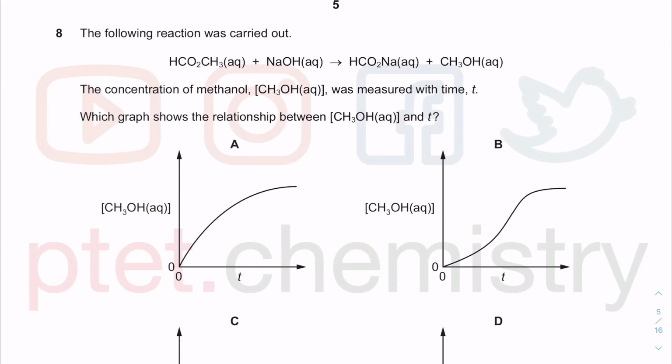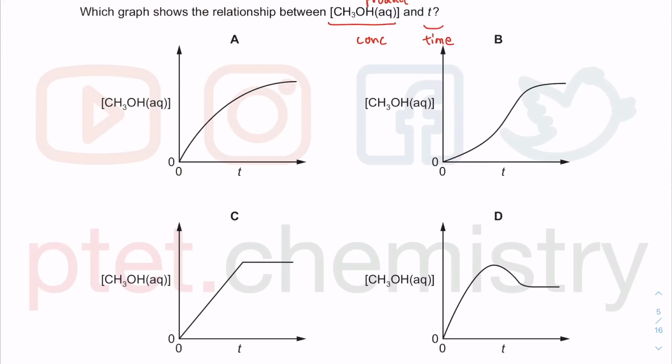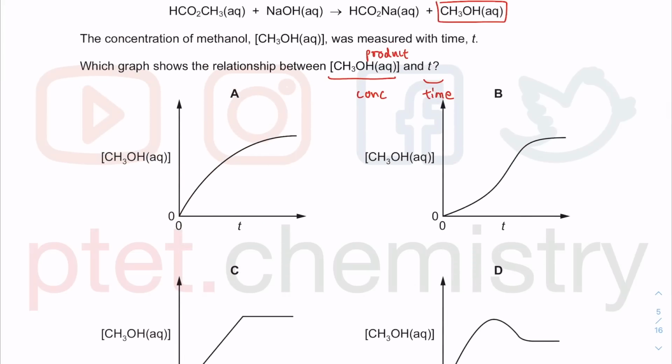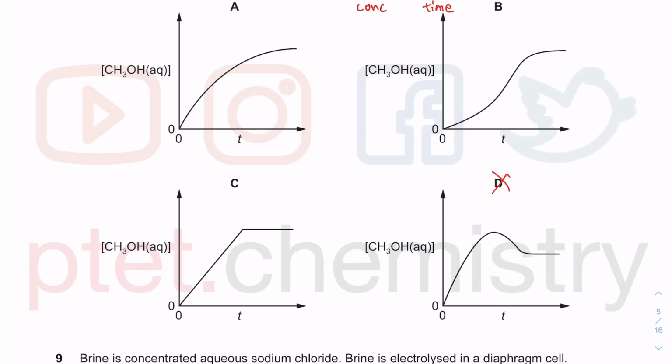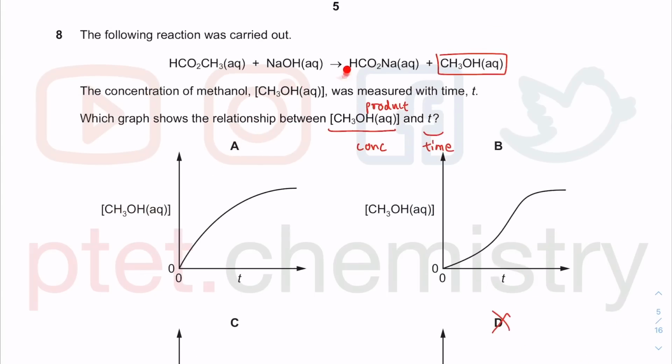Question 8, what do we have here? What is the relationship between concentration against time? First of all, CH3OH is a product. If it is a product, the concentration will increase. It does increase. D is obviously not right because the reaction is not reversible. How can you get more product and then less product unless it is reversible, unless you go backward? But it doesn't go backward. This one is not reversible.